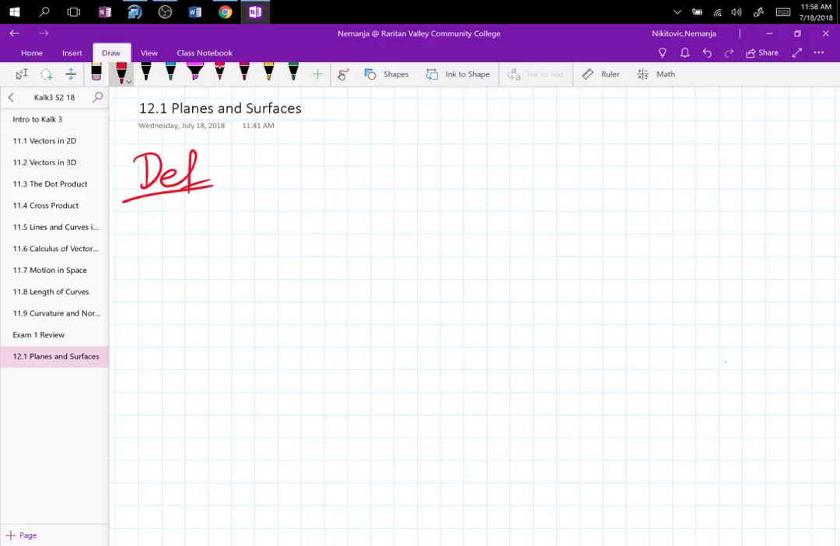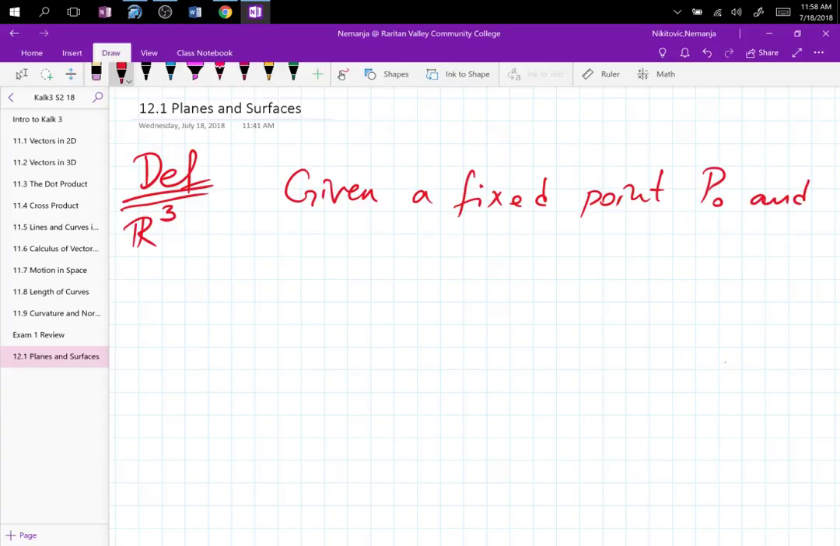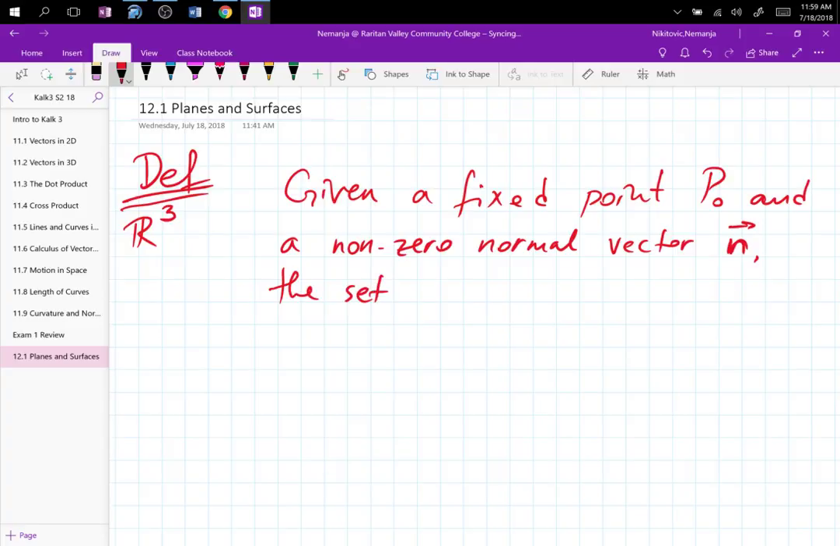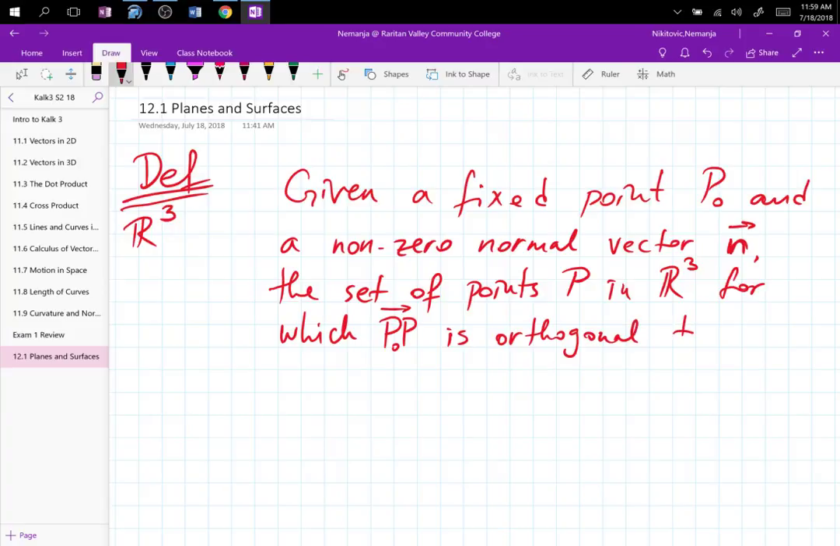So, the definition of the plane in R3. Given a point P0 and a non-zero normal vector n, that's a normal vector n, the set of points P in R3, in 3D, for which the vector P0P is orthogonal to n, is called a plane.